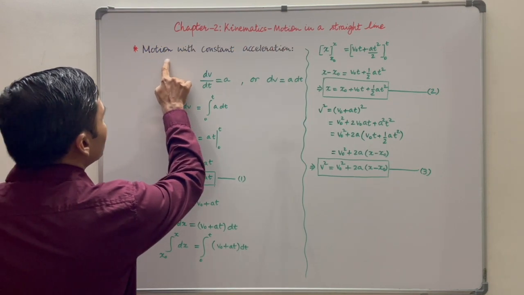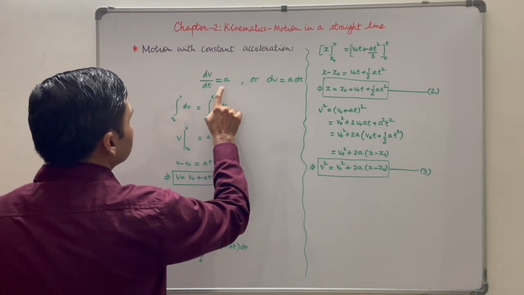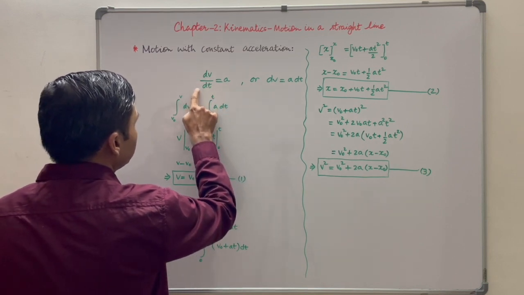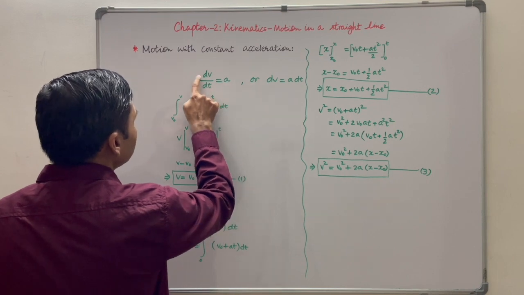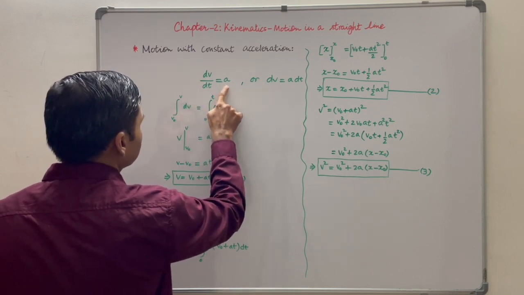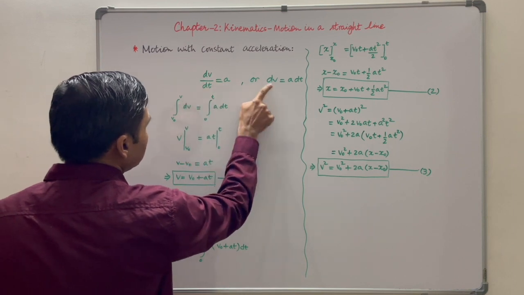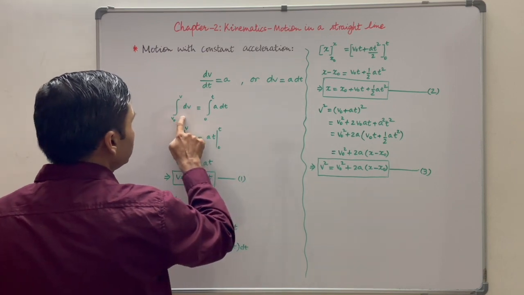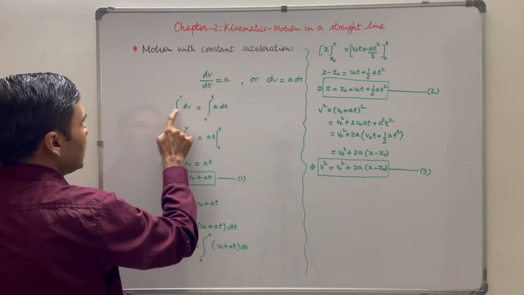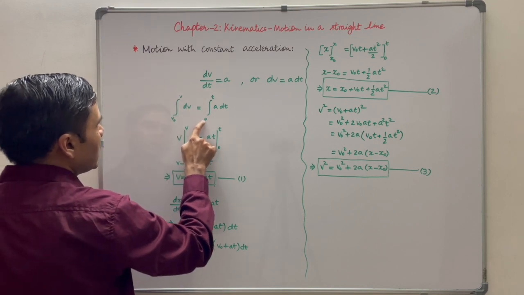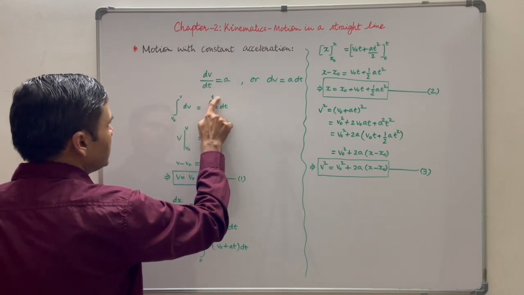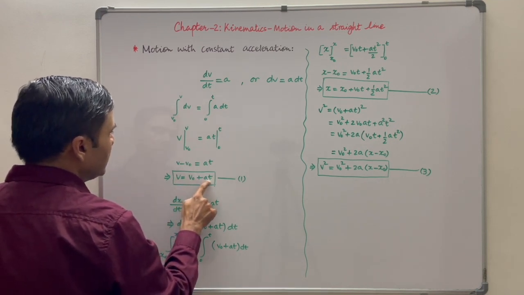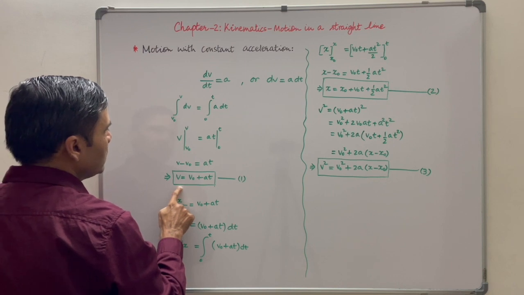Now let us consider motion with constant acceleration. Suppose a particle is moving with constant acceleration a. Then we can write dv upon dt is equal to a. That means rate of change of velocity is equal to acceleration. From here we can write dv is equal to a dt. Now integrating both the sides within limits. Initial velocity is v0 and final velocity is v. Initial time t is equal to 0 and final time t is equal to t. So we get this equation, v is equal to v0 plus at. This is first equation of motion in a straight line.